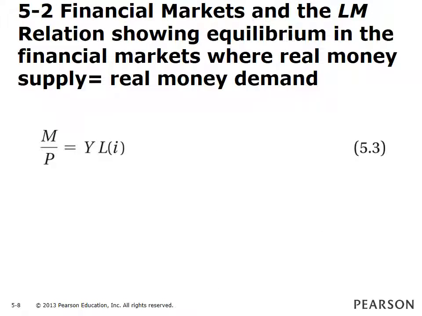Equation 5.3 shows equilibrium in the financial markets, where real money supply equals real money demand. Starting with the original equation showing money supply equals money demand, given by M equals nominal income times a function of the nominal interest rate, divide both sides by P so the equation becomes M over P equals real income times a function of the nominal interest rate.